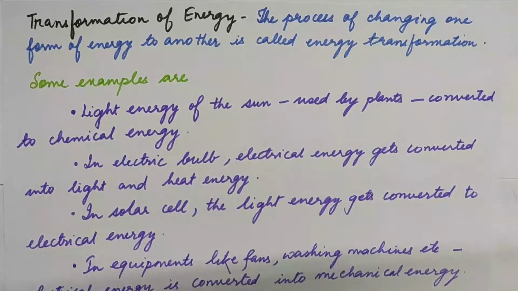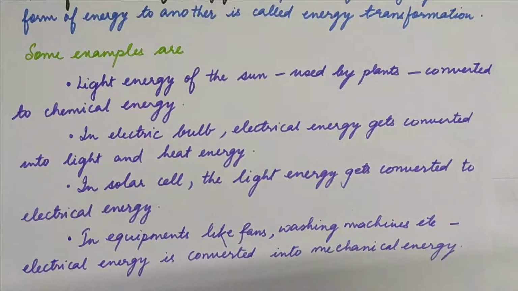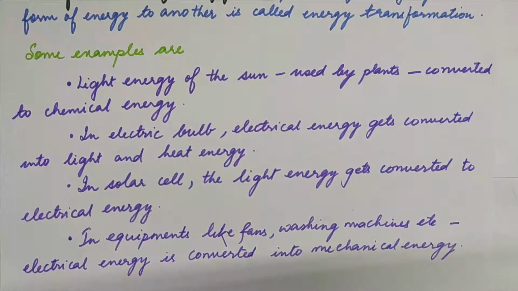Similarly, solar panels use the light energy to get converted into electrical energy. In many equipments like fans, washing machines, etc., the electrical energy is also converted into mechanical energy, and they are able to function and help us to do our work. So there can be many examples, children, of this conversion of energy, that is energy transformation.